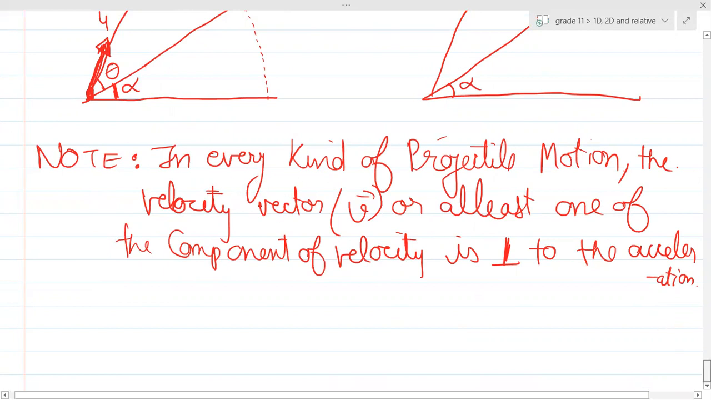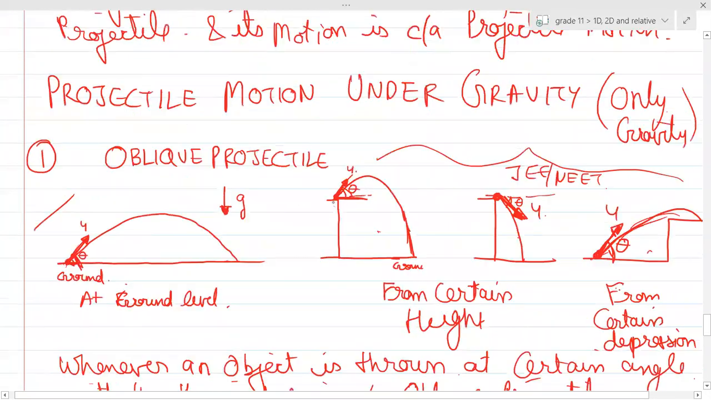See guys, at any point, can you see the acceleration due to gravity is acting downwards at every point? At every point on the motion of this object, the gravity is trying to pull it down, right? Yes or no? Yes, sir.